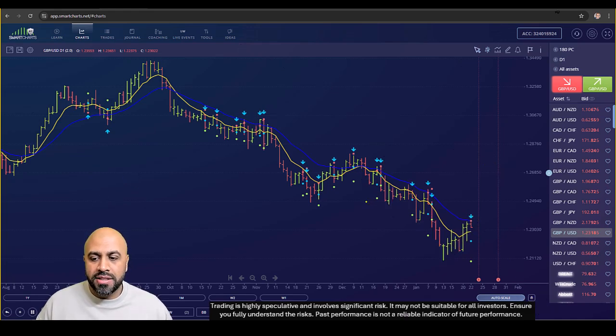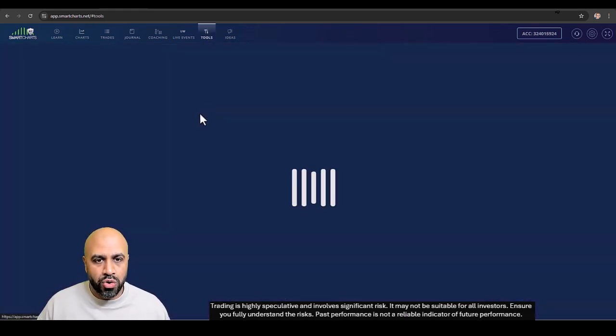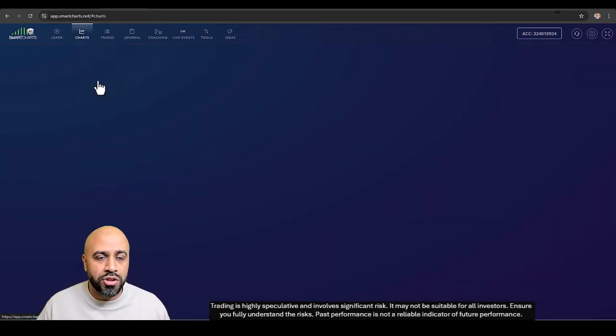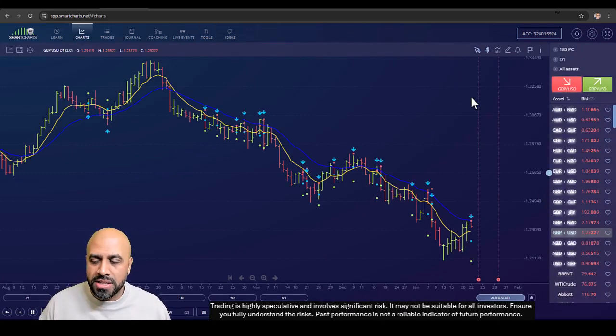So in this instance, in the tools tab, this can give us a really good insight into what's going on in the market before we even look at a chart, to make those decisions. Then of course we can go to the chart, we can confirm that, and then start to try to identify potential trading opportunities, which is where smart charts massively helps you.